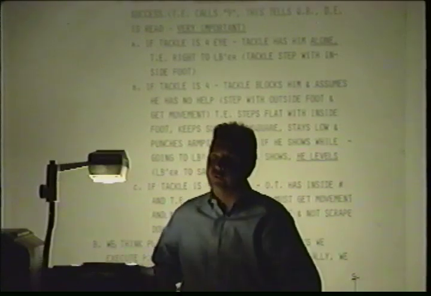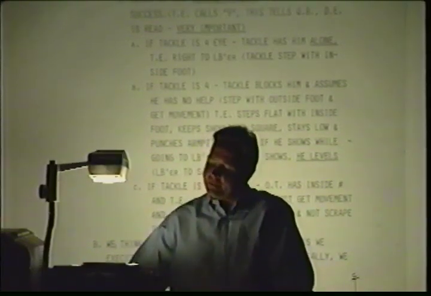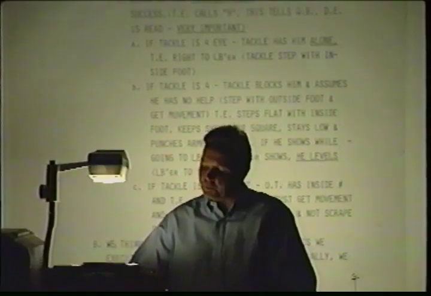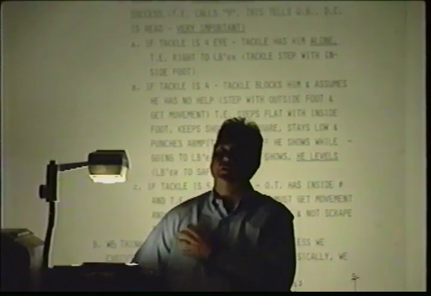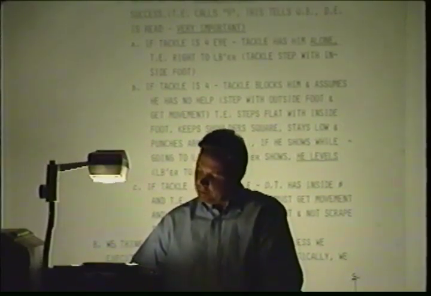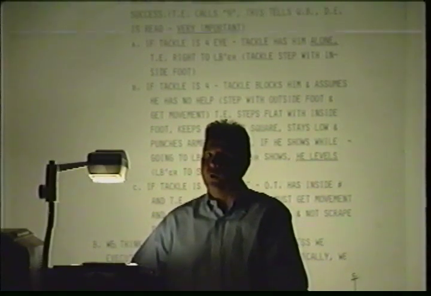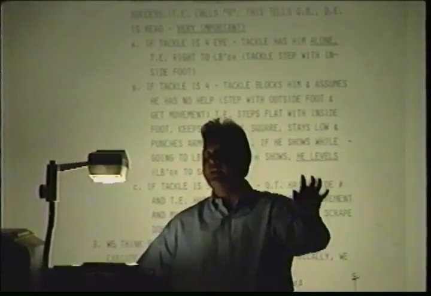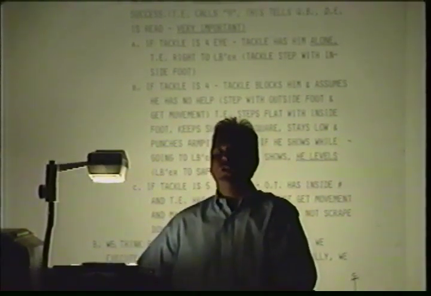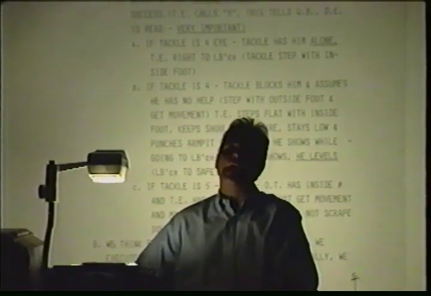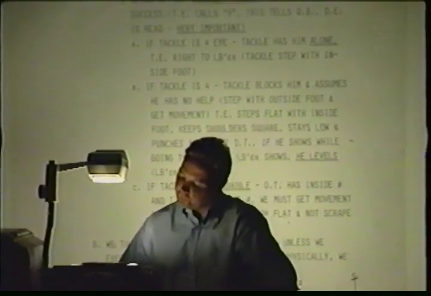If the tackle is a 4 tackle or head up, the tackle blocks him and assumes he has no help. Now he steps with his outside foot, his landmark is the outside armpit. Tight end steps flat on a 4 call. Tight end on a 4-eye, he's stepping flat going back. He knows he doesn't have to help the tackle. On a 4 call, he may have to help the tackle depending on whether that defensive tackle slants up.